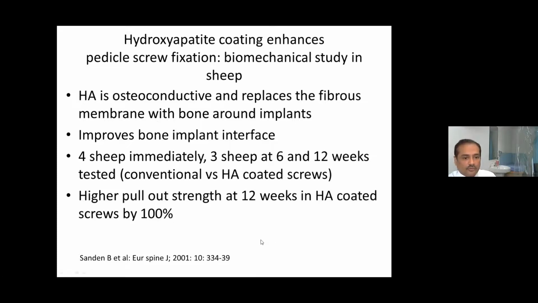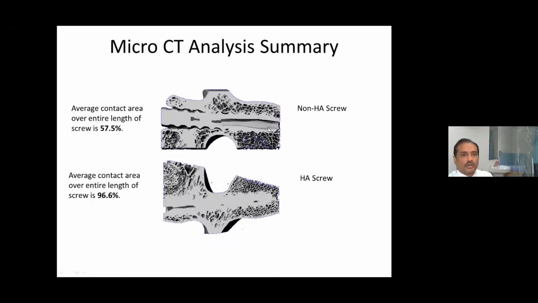Biomechanically, the screws have been found to have a strength around 100% more than a conventional pedicle screw at 12 months. So this is the advantage of hydroxyapatite screws. They are biologically compatible, biodegradable, osteoconductive, and the matrix at the bone-screw interface is replaced. It replaces the normal fibrous membrane that forms around the bone and the implant. By micro CT analysis, they found that the average contact area of a normal screw is around 57%, compared to 96.6% with hydroxyapatite-coated screws.